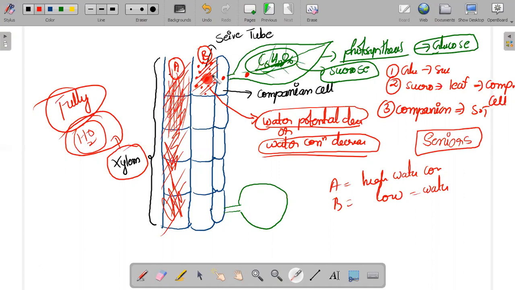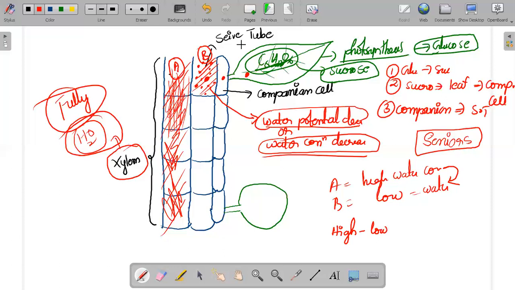So now, according to our basics, water will always move from the higher water concentration to the lower water concentration. Whatever water is there will always move from high water concentration to low water concentration.